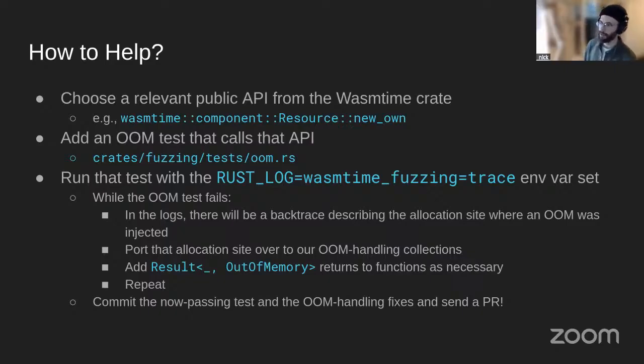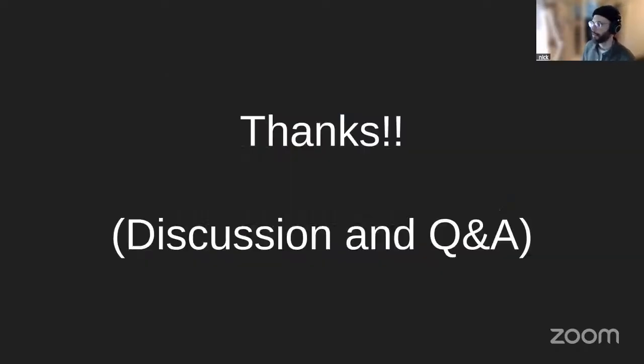And then you basically just need to switch that over to using OOM handling collections or whatever as necessary and propagate the out of memory as necessary. And then just run the test again. And just keep doing that until the test passes. And then now you can commit everything and send the PR. So yeah, that's everything that I had. And do people have questions or anything?